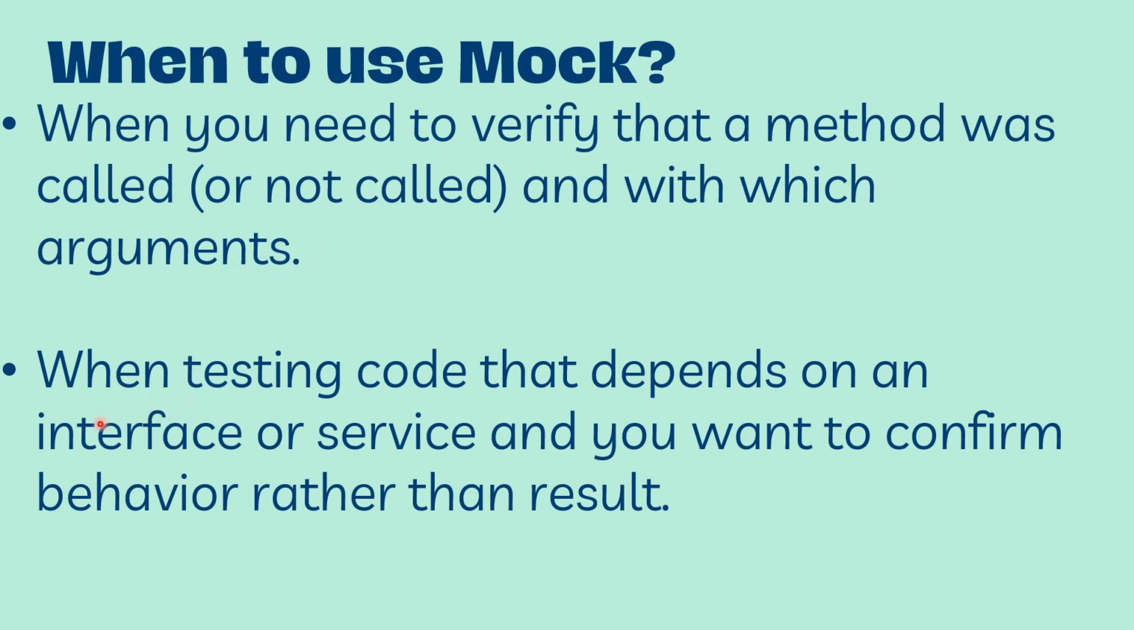The second scenario where we should use it is when testing code that depends on an interface or service and you want to confirm behavior rather than the result. So when you have dependent classes, and one class injects the other, you want to confirm that the dependent object is communicating, or that the method in the dependent object is getting called with the right parameter. It does not verify the result, it just verifies the behavior.